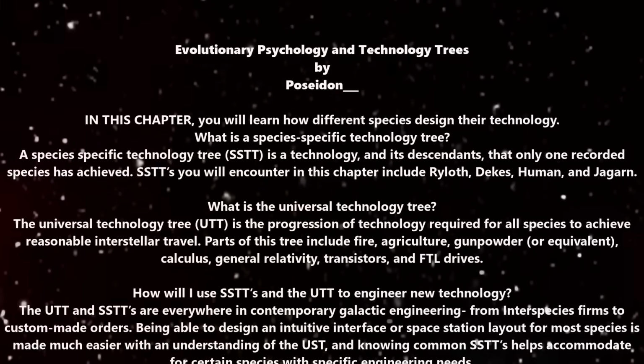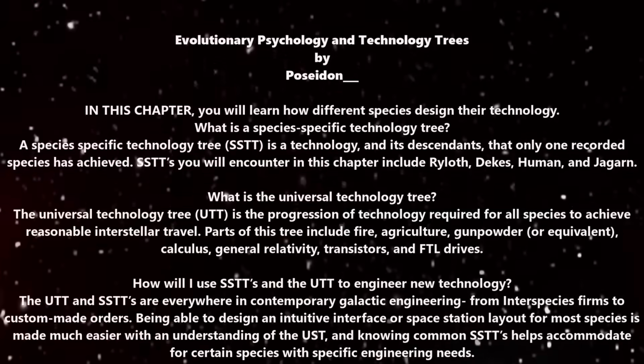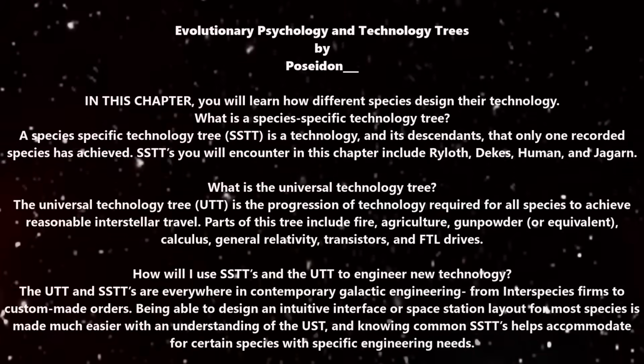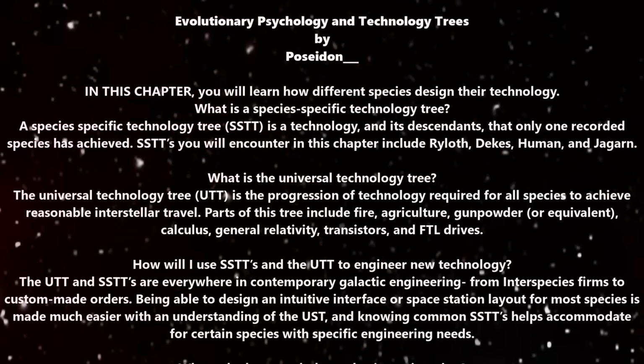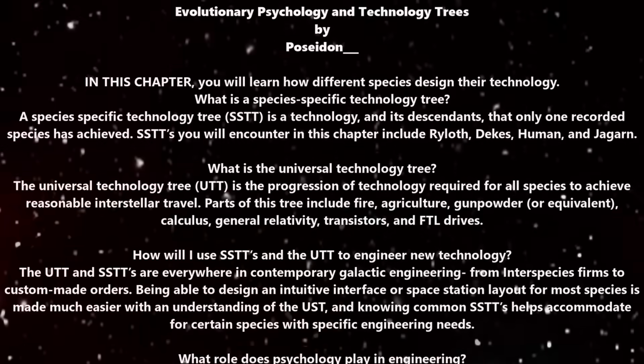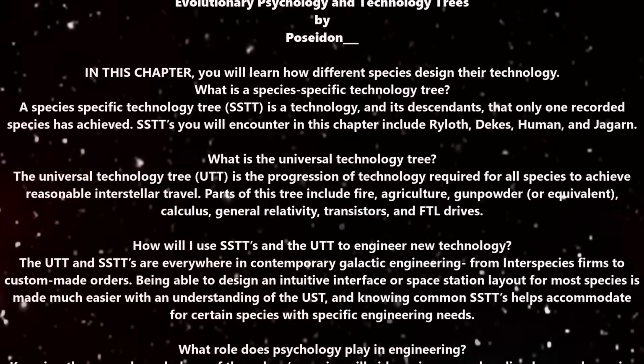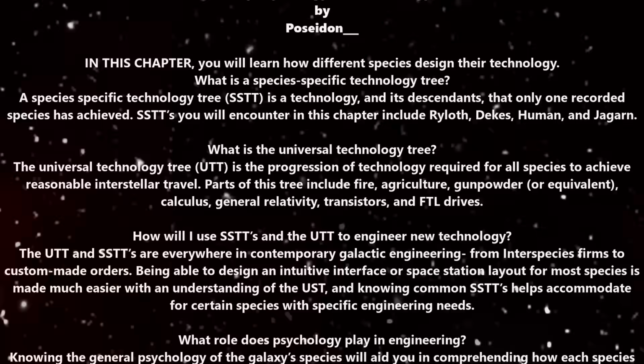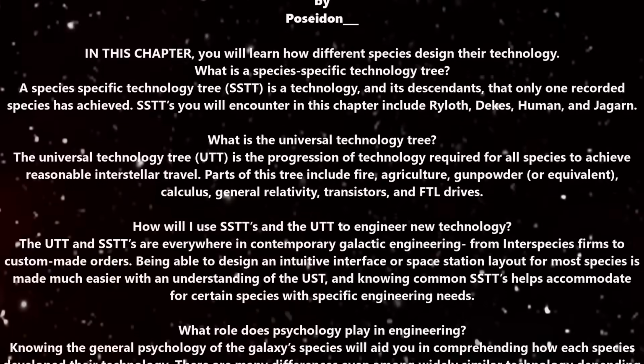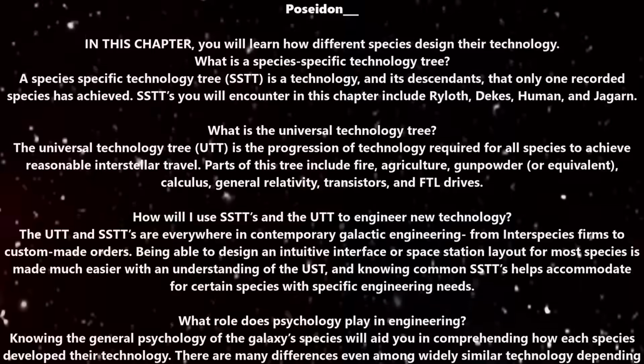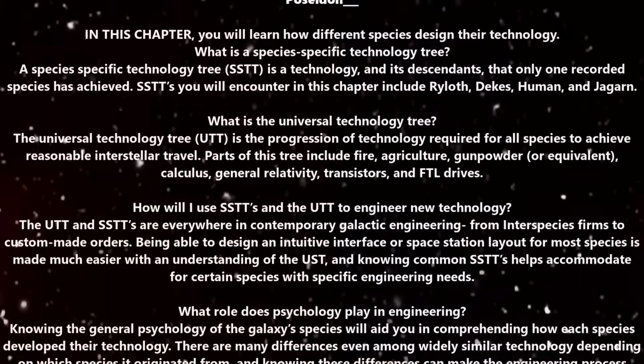What is the Universal Technology Tree? The Universal Technology Tree, UTT, is the progression of technology required for all species to achieve reasonable interstellar travel. Part of this tree includes fire, agriculture, gunpowder or equivalent, calculus, general relativity, transistors, and FTL drives.